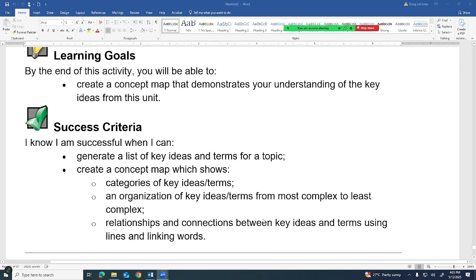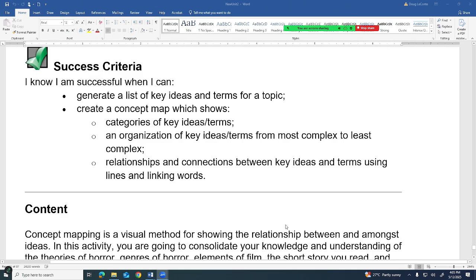So, the success criteria for this activity is you'll generate a list of key ideas and terms for a topic. You'll create a concept map which shows categories of key ideas and terms, an organization of key ideas and terms from most complex to least complex, and relationships and connections between key ideas and terms using lines and linking words.